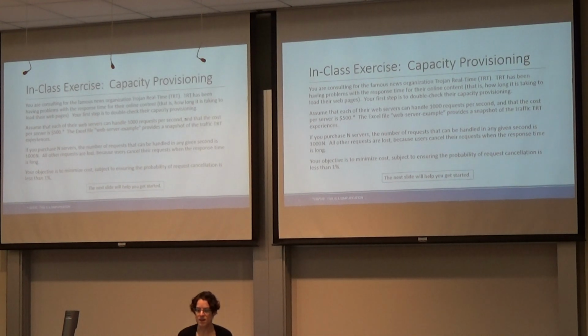So my exercise is capacity provisioning, and you are consulting for the famous news organization Trojan Real Time. TRT has been having problems with the response time for their online content, that is, how long it's taking to load their web pages. Your first step is to double check their capacity provision. So what I mean is, do they have enough web servers?